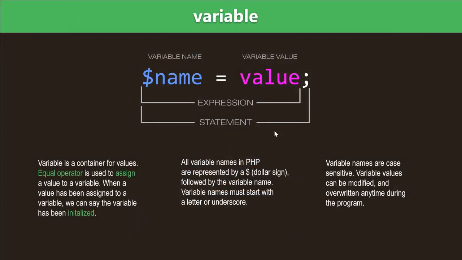Just a quick review: variable names must start with a $ sign, followed by the variable name, and the variable name must start with a letter or an underscore. We assign a value to the variable using the equal operator, and we end the statement with a semicolon. Variable names in PHP are case sensitive.